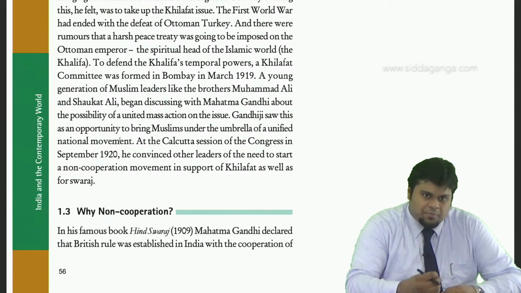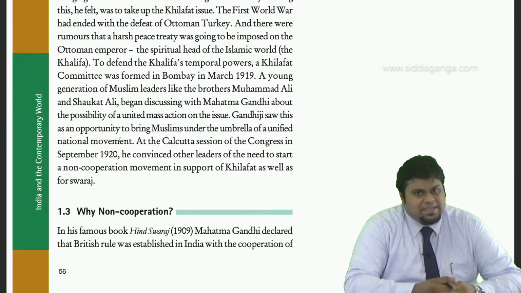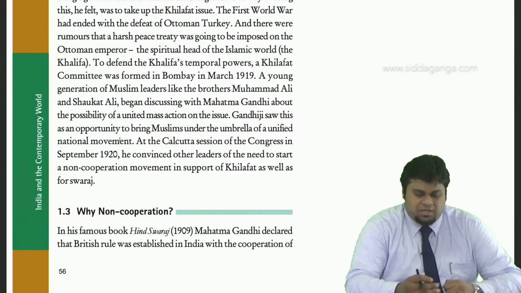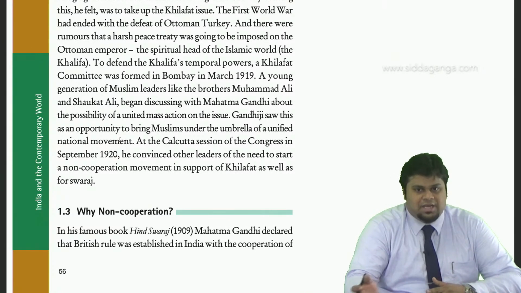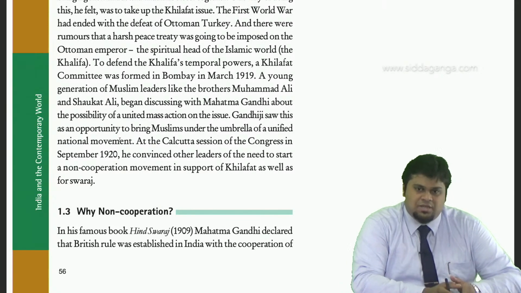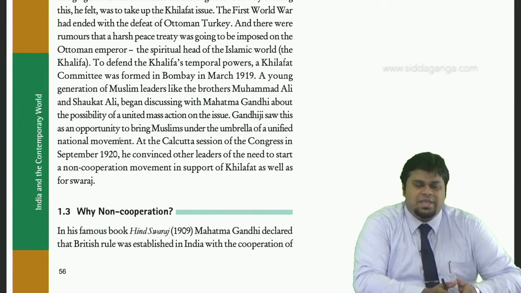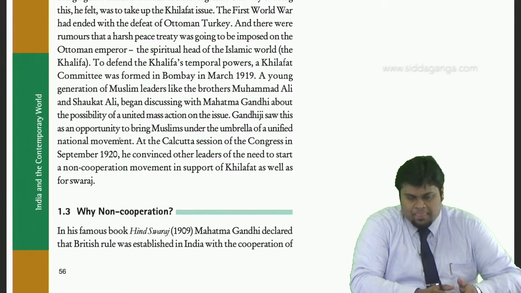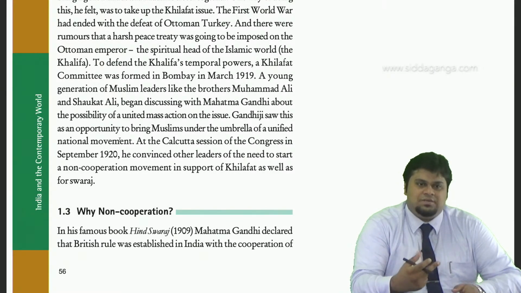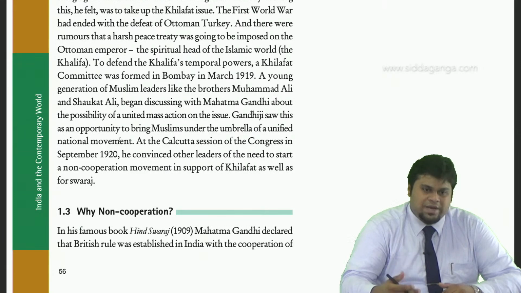Now this was seen as an opportunity to bring Hindu-Muslim unity, where the Muslims were being brought under the umbrella of a unified national movement. So at the Calcutta session of the Congress in 1920, he convinced other leaders of the Congress to start a non-cooperation movement in support of the Khilafat as well as for Swaraj. So here, the idea of national unity was being utilized by Mahatma Gandhi, by supporting the Khilafat movement, as a means of attaining Swaraj or independence. So this is how the Khilafat movement, a post-World War event, was able to highlight all the detailed reasons for the united front.